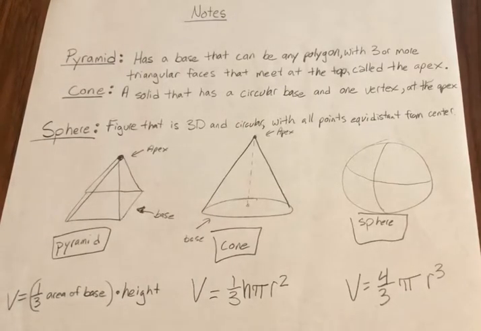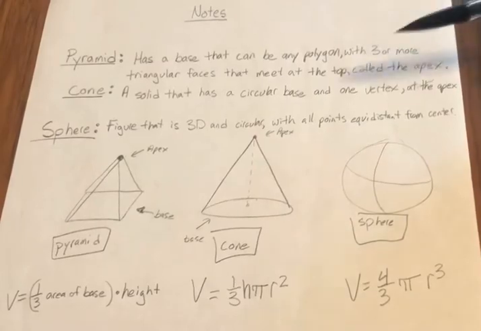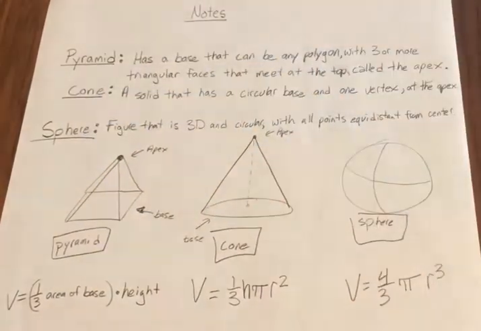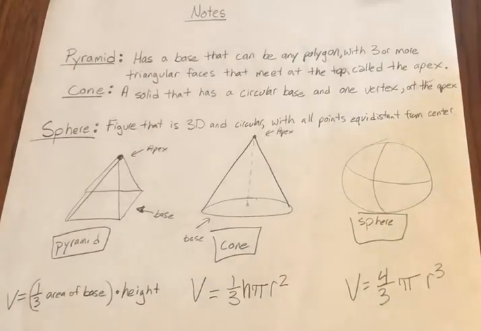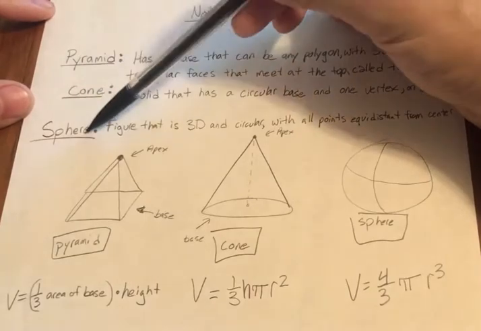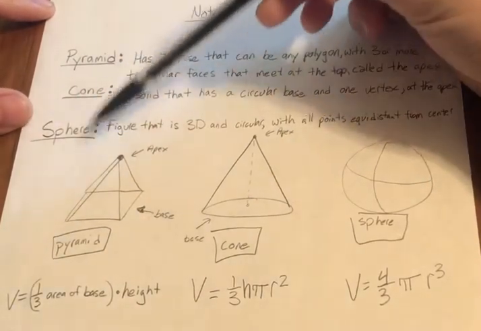Hello. Today's learning objective is geometrical notes for pyramid, cone, and sphere. They're all very related to each other. I'll start by just reading the definitions, which we have at the top here for pyramid, cone, and sphere.